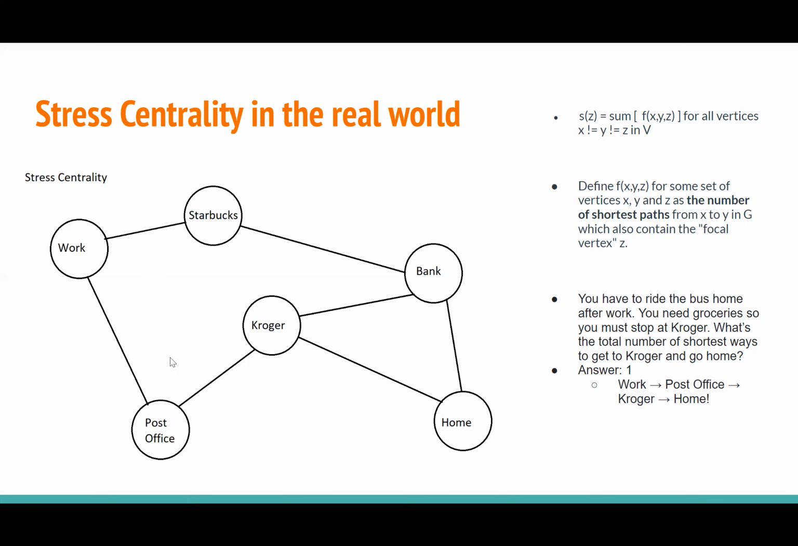So looking at this graph here, actually there's only one shortest path, and keyword shortest path, because there are other paths that include Kroger. For example, work to Starbucks to bank to Kroger to home, or work, post office, Kroger to home. But we're looking for only the shortest path that includes Kroger, and there's only one, and that is from work to the post office to Kroger to home. So the answer is 1 for the stress centrality.